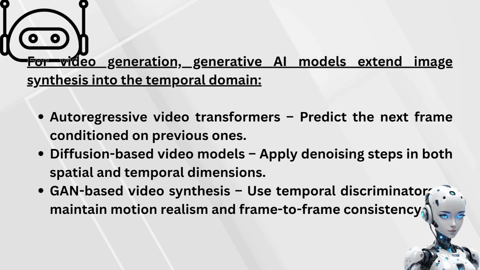For video generation, generative AI models extend image synthesis into the temporal domain. Autoregressive video transformers predict the next frame conditioned on previous ones. Diffusion-based video models apply denoising steps in both spatial and temporal dimensions. GAN-based video synthesis uses temporal discriminators to maintain motion realism and frame-to-frame consistency.